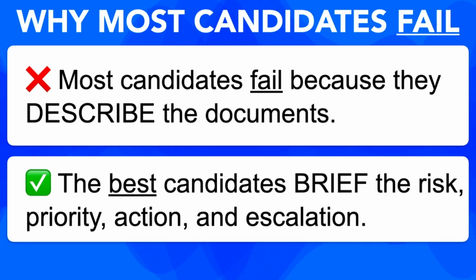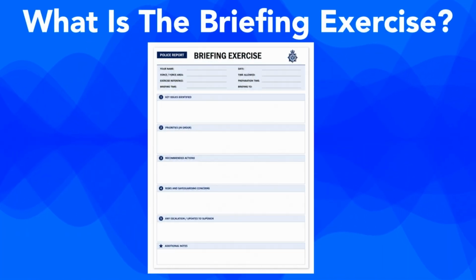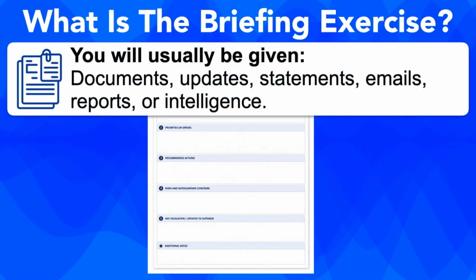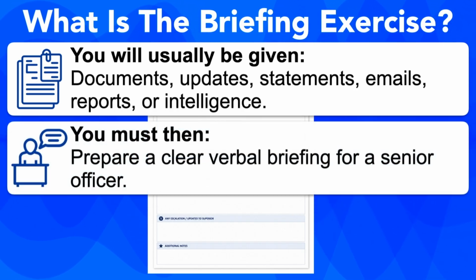What do I mean by that? Well, we'll come to that later on in the tutorial. First, let's look at what is the briefing exercise. Well, in this exercise, you are normally placed in the role of a police constable or a trainee detective constable, and you're given information to review, such as documents, updates, statements, emails, reports, or intelligence. You must then respond professionally by preparing a clear verbal briefing for a senior officer, and you're expected to deliver this verbal briefing during your assessment.